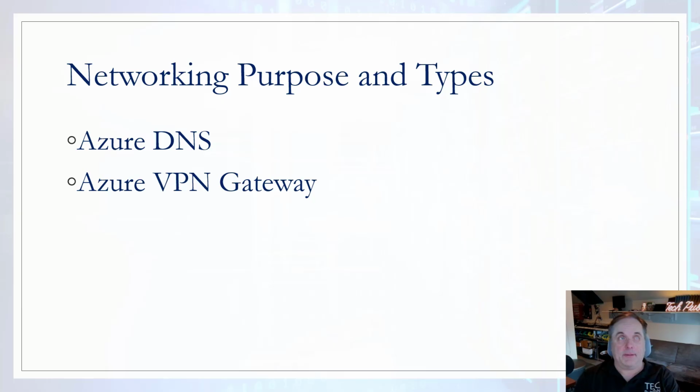We talked about Azure ExpressRoute before. This extends your on-premises network into the cloud over a private connection. But unlike VPN, which uses the public internet, ExpressRoute is going to use a private connection from a network service provider. That gives you better bandwidth, reliability, and lower latency.